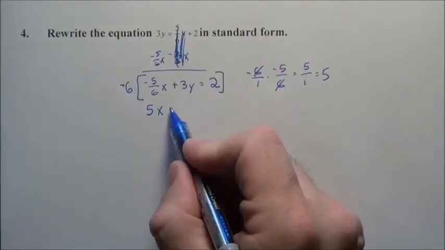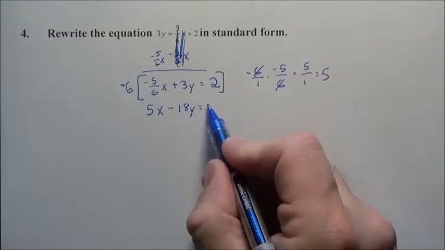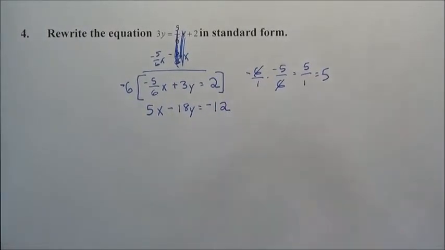Negative 6 times that positive 3 is going to be minus 18y. And negative 6 times that 2 is going to be negative 12. There it is in standard form.